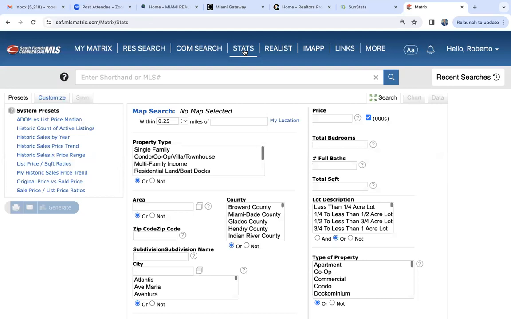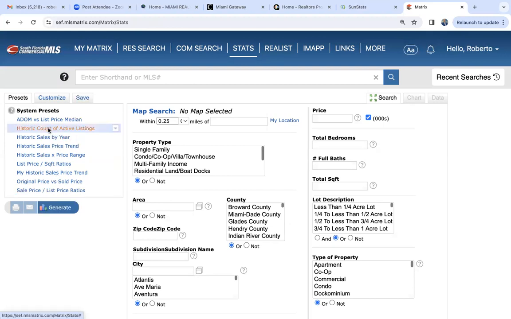Now, on the left-hand side, you will see your system presets. These are default reports that you guys can run, and those defaults were created by Matrix. You guys can always create your own. However, I'm going to show you how to pull some of the presets. So we have here active days on market versus list median price, right? Then we have over here historic count of active listings. We have historic sales by year. And we have historic sales price trends. And we have others, right? We're going to go ahead and begin with active listings.